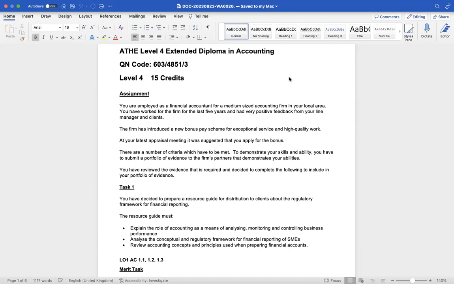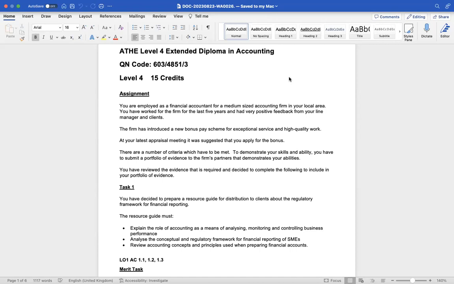Then we come to step two, research and gather information. To create an informative resource guide, you'll need to gather relevant information. Utilize textbooks, online resources, and your lecture notes to understand the topic thoroughly.